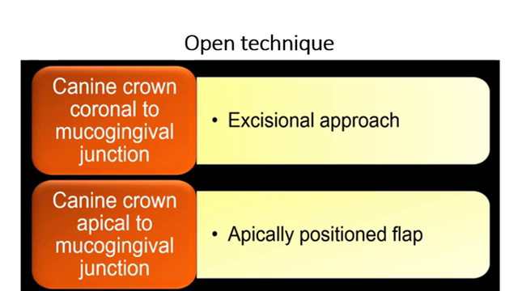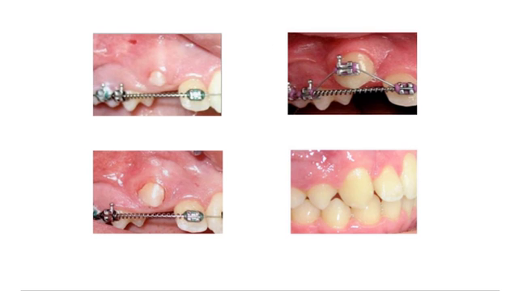Open technique, which means a surgical approach. When the canine crown is coronal to the mucogingival junction, an excisional approach can be conducted. And when the canine crown is apical to the mucogingival junction, an apically positioned flap can be conducted. Here is space creation by a pushing coil to create space and extrude the canine vertically by placing double arch wire, one rigid and one flexible.